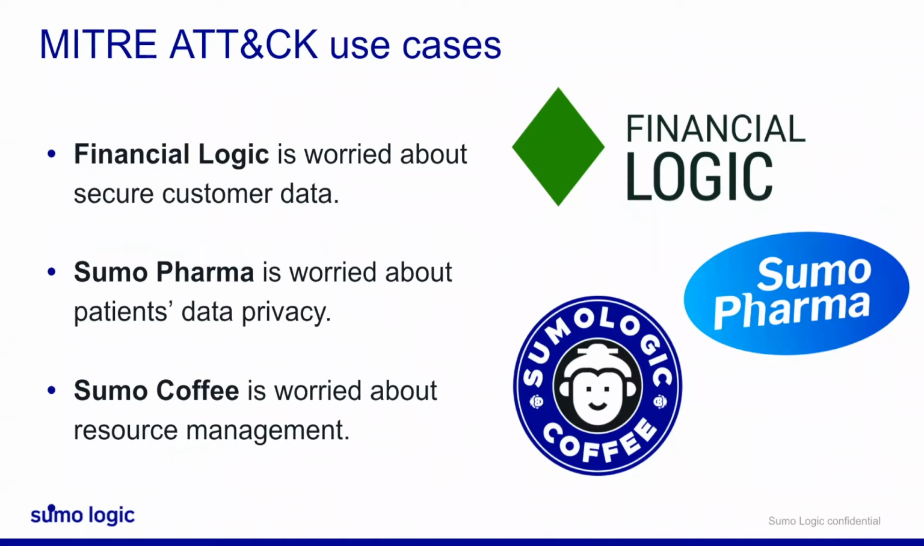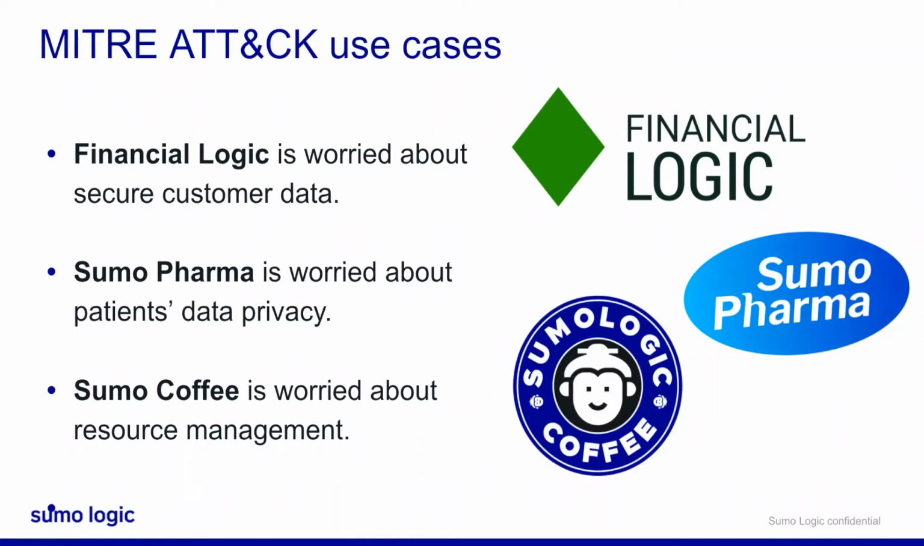Now, let's return to our fictional companies before those labs, and specifically which MITRE ATT&CK tactics and techniques they might prioritize. Based on what we discussed earlier, Financial Logic, for example, needs to keep their clients' data secure. Credential access is going to be a concern, since all customers have user credentials tied to their financial accounts. Sumo Pharma is concerned about their patients' privacy and compliance with standards like HIPAA. Of course, credential access is important to them, but that's not their primary concern. Exfiltration of private data is their major concern.